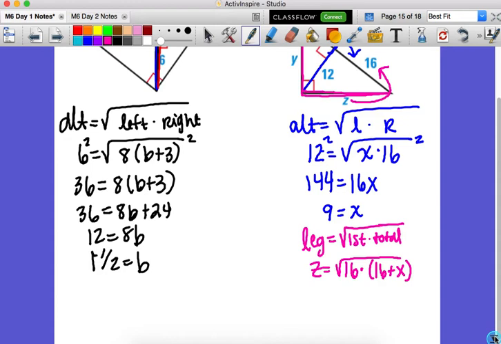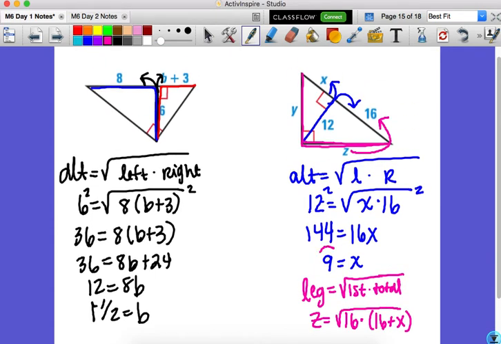I also notice that I now have 2 components that are unknown. However, the x value I just found to be 9. So really, I could go back and I could say my total is whatever 16 plus 9 is, because I've already figured out that my x is 9. So by adding those together, my total is 25. The square root of 16 is 4, the square root of 25 is 5, and 4 times 5 is 20. So my z value comes out to be 20.